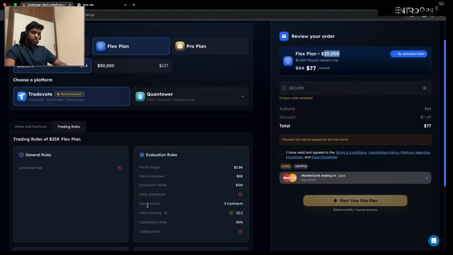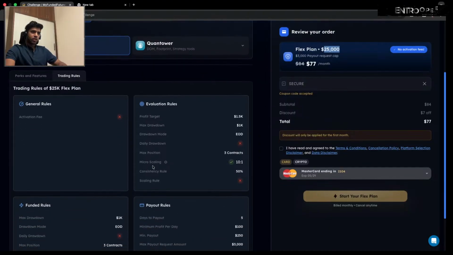Now, the max position on NQ and ES that you can carry on mini contracts is three contracts. You can be in a trade at a time with three mini contracts in NQ, ES, or any futures that's available. Micro scaling: if you are in micros, you can take those trades at a 10:1 ratio. That is, for three minis, you can take 30 micros. That's the maximum allowed quantity for trading.